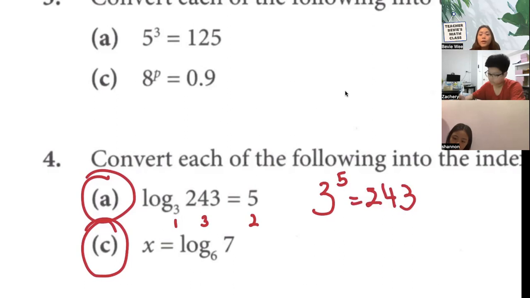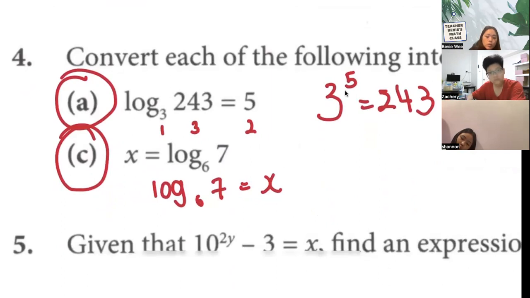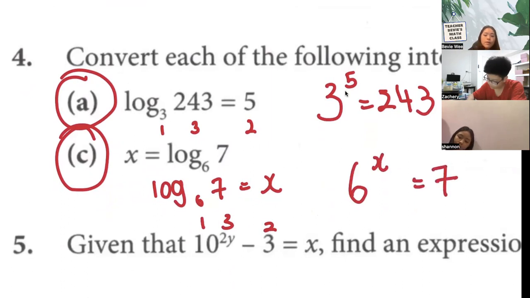But for C, be careful. My 1, 3, 2 doesn't work because it must always be log something equals to something. So you flip it around first, then you 1, 3, 2 it. So this is 1, 3, 2. 6, 2 is X, 3 is 7. That's it. Nothing much.